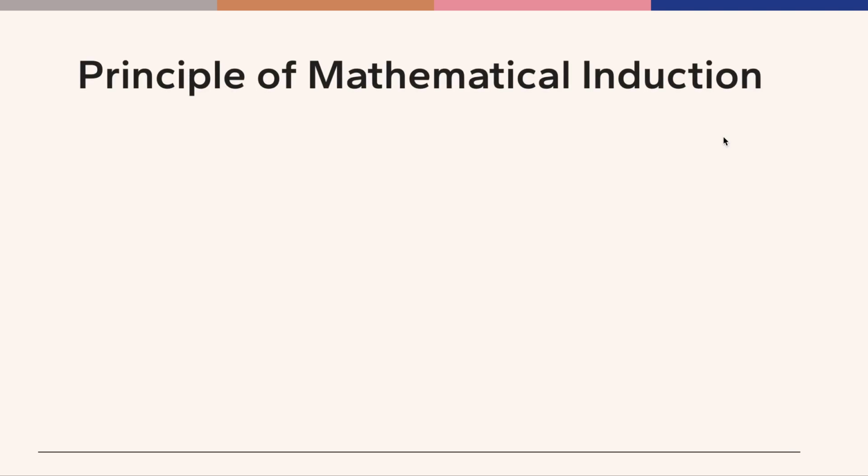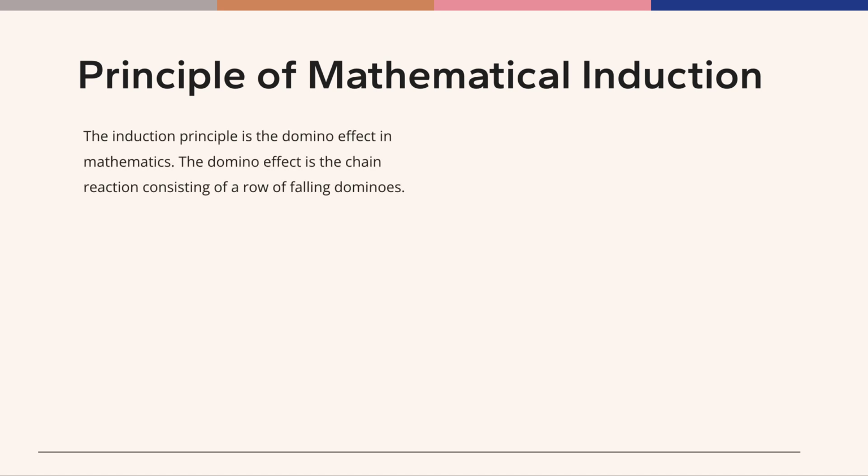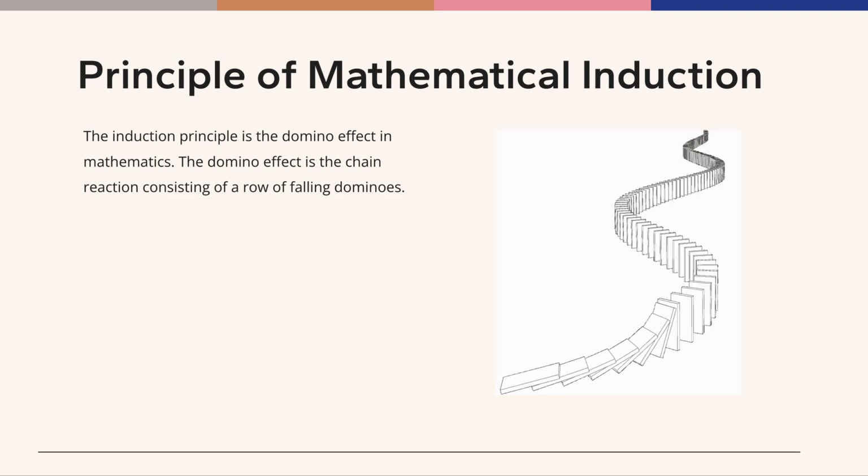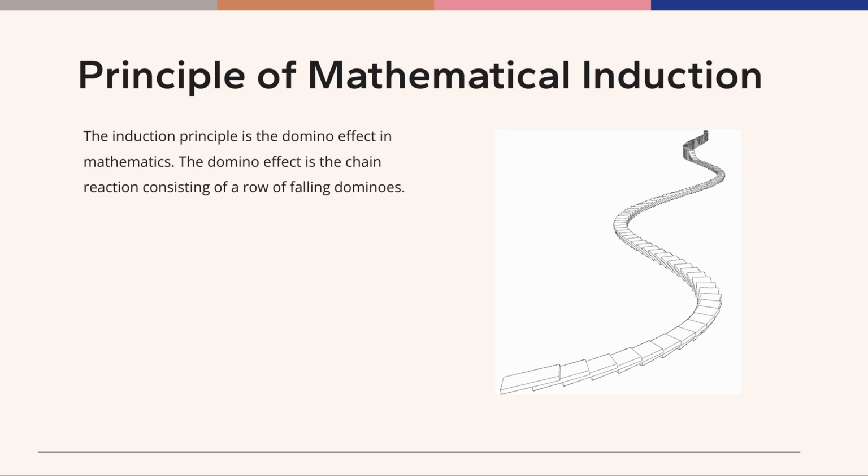Now let's move on to the next principle of mathematical induction. The induction principle is the domino effect in mathematics. The domino effect is the chain reaction consisting of a row of falling dominoes. So as you can see in this GIF, the dominoes fall from the first one, and then it will also fall the one that stands next to it until the last one, or the indefinite number that we don't see there. The dominoes here are the cases of the proof.